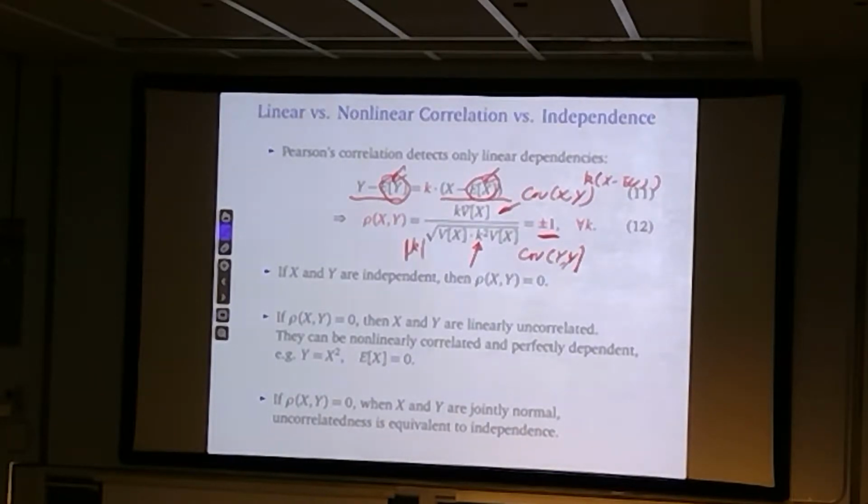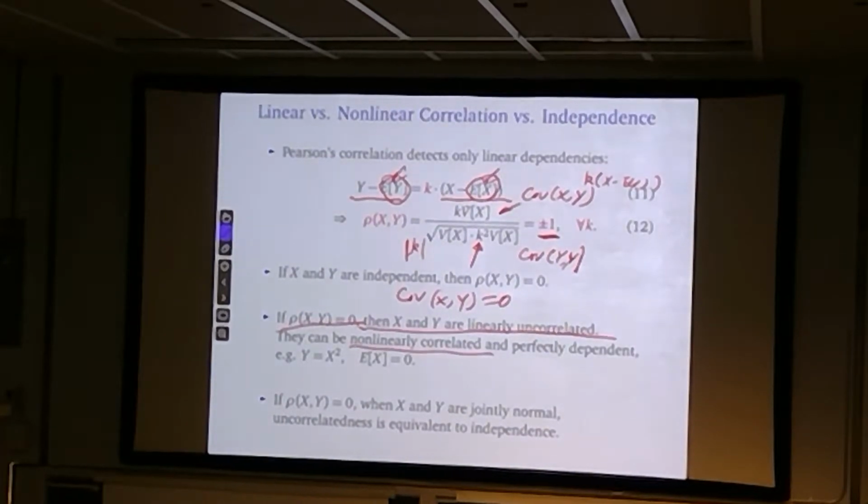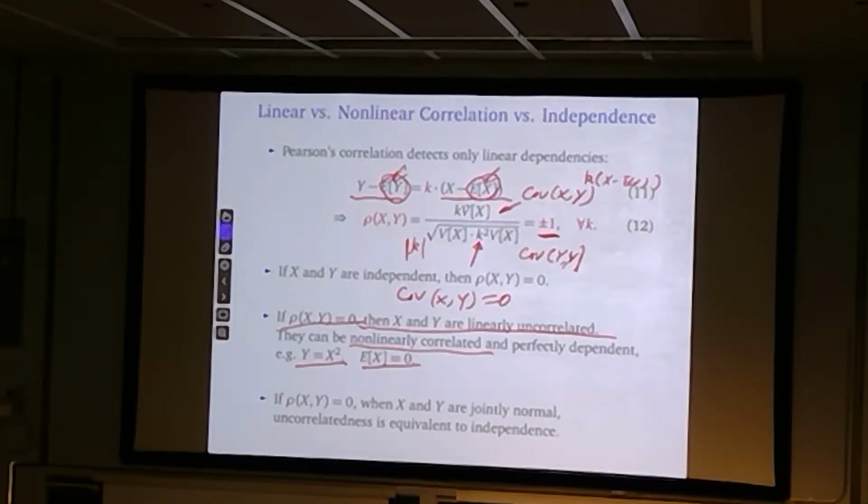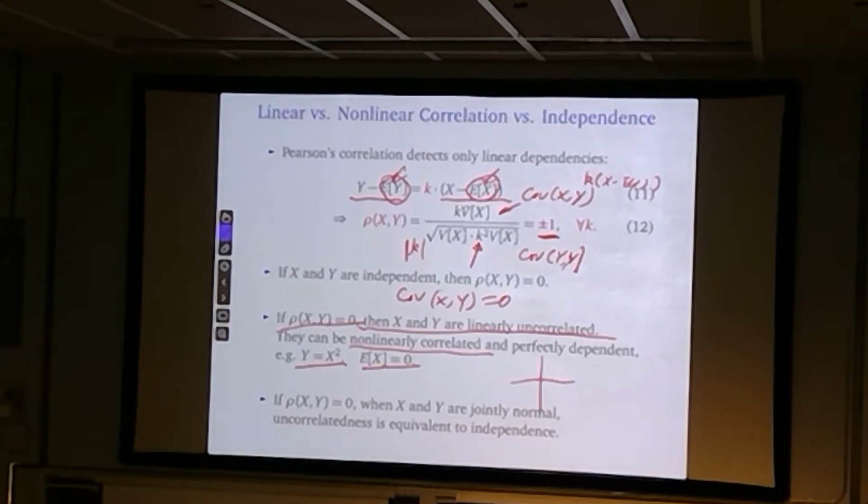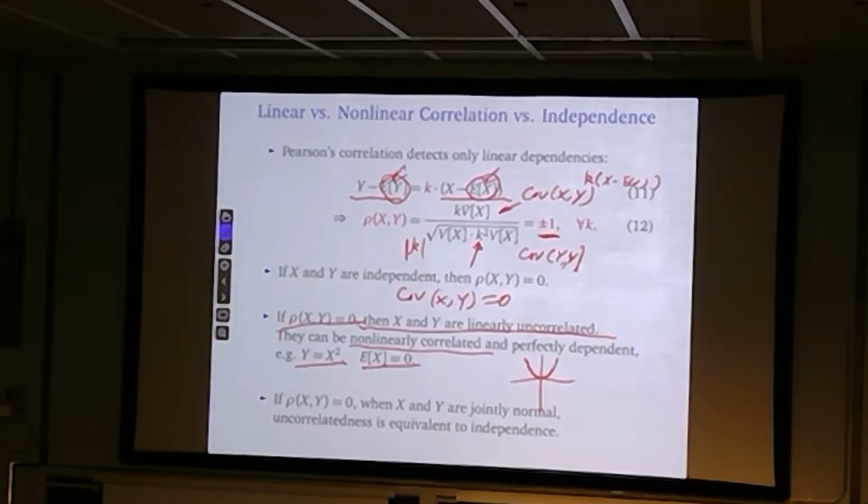If x and y are independent, we know the covariance of x and y will be 0, right? We know that, so rho has to be 0. Independent meaning you can't predict y based on x, or the other way around. Conversely, if rho is 0, you can only say x and y are linearly uncorrelated. That's the best you can say. But they can be non-linearly correlated and perfectly dependent. One example is y equals x squared, okay? And the expectation of x is 0. So a 1D case will be just like that, okay?